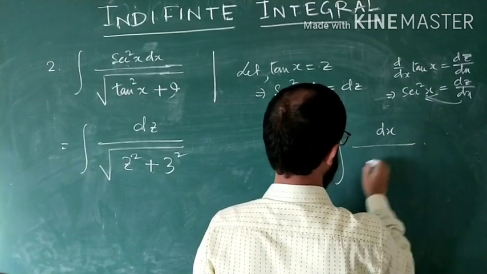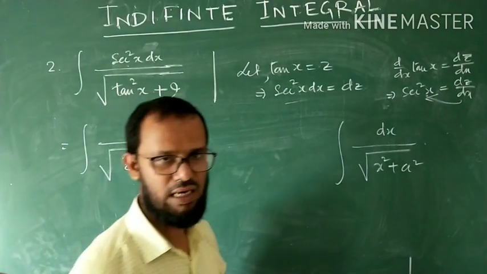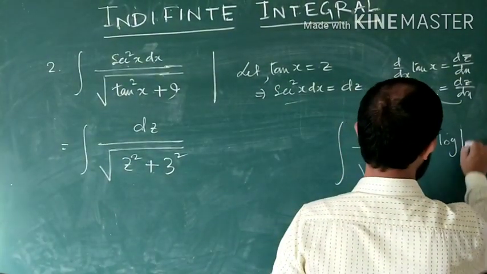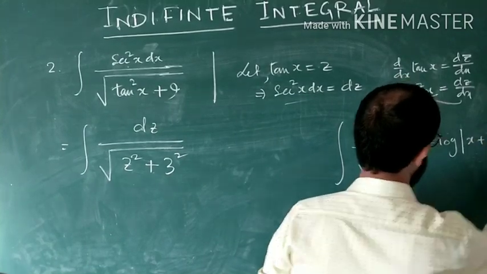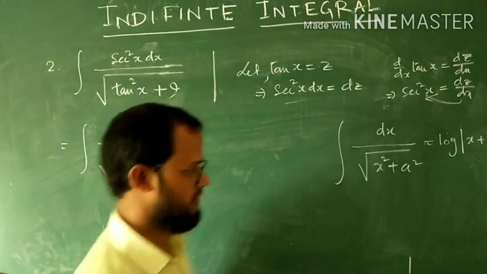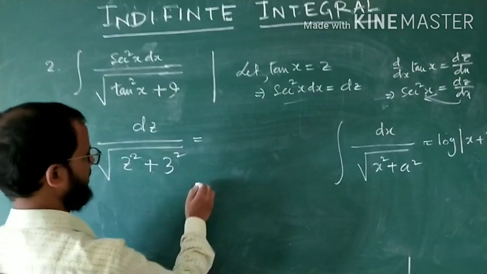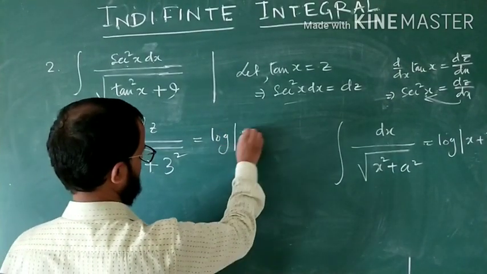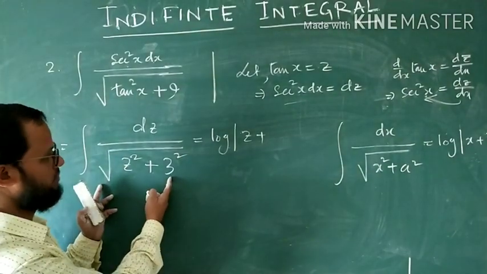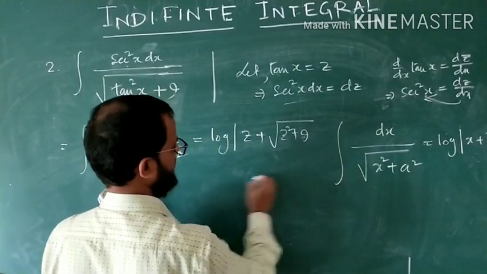इंटीग्रल इज इंटीग्रेशन dx बाई root over x स्क्वायर प्लस a स्क्वायर. What is the formula? अंडर स्क्वायर रूट रहेगा तो क्या है? फॉर्मूला क्या है? log modulus x plus denominator. Okay, what is the denominator here? Denominator is root over x square plus a square. Same type of integration is there. You can use it and it becomes what? Log modulus z plus expression z plus denominator. Okay, z denominator क्या है? Root over z square plus 9. Okay, 3 square means 9.